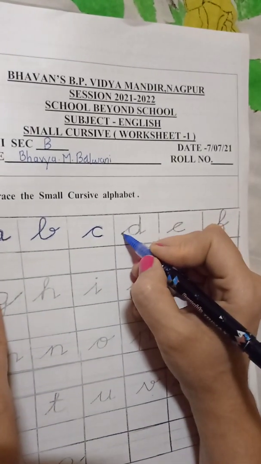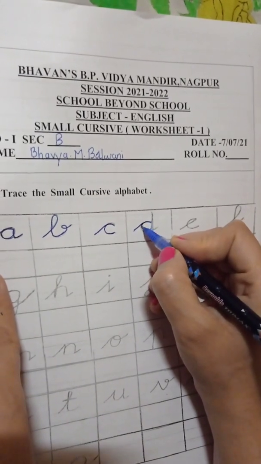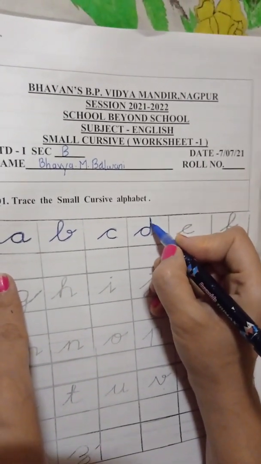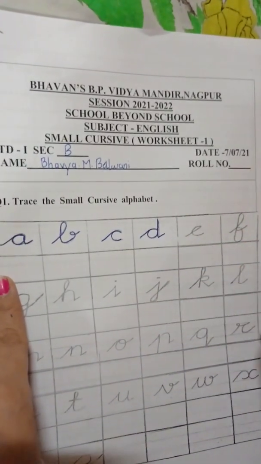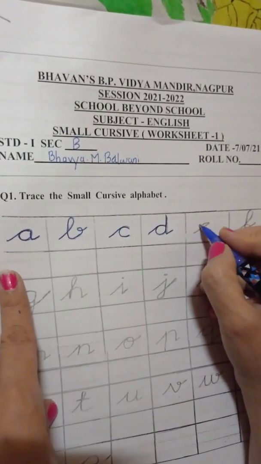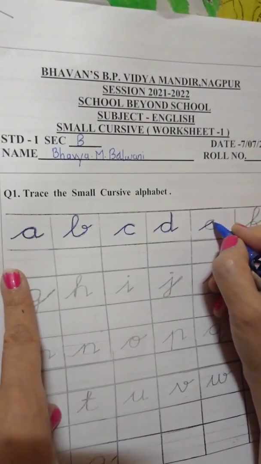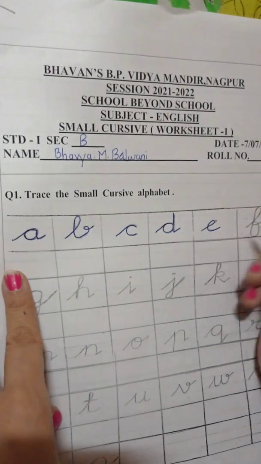Again take a slant, children. Come back to the second line. Take a right curve. Go up to the first line. Again come back and come to the third line. Again go. Letter E is written in between the 2 lines, children. Take a slant, make a small loop, and take a small right curve.